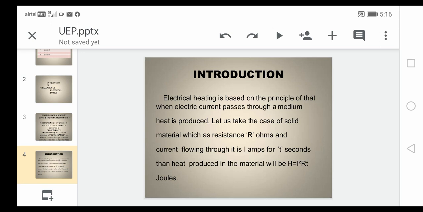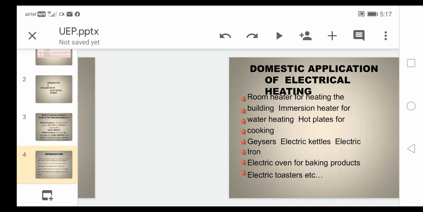Very simple. How much heat is generated, or produced, will be H equal to I square RT, where I is the current flowing through a conductor, R is the resistance of that particular material, and T is the time period. That much heat will be generated.